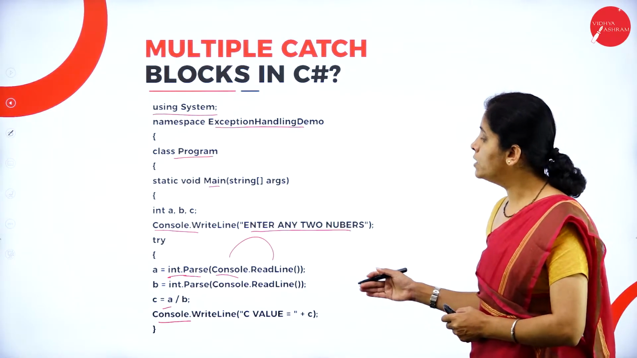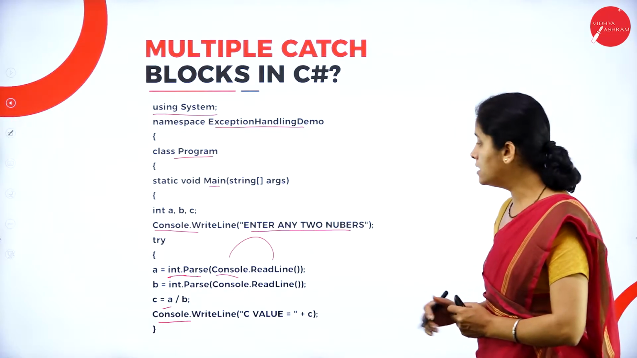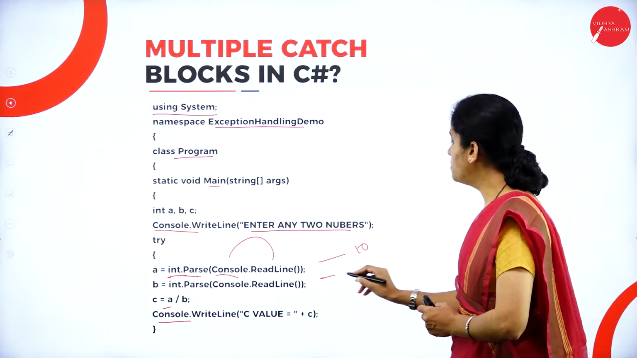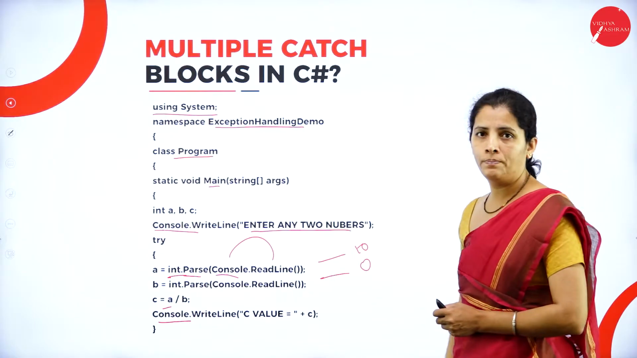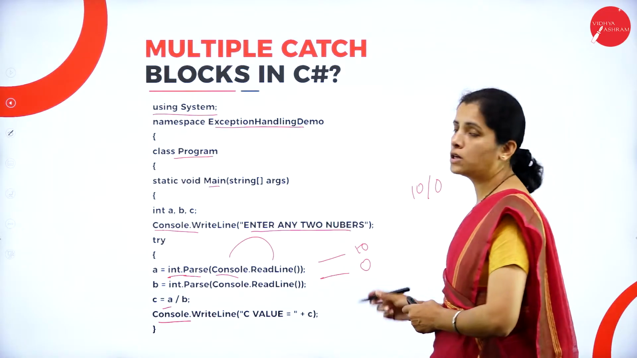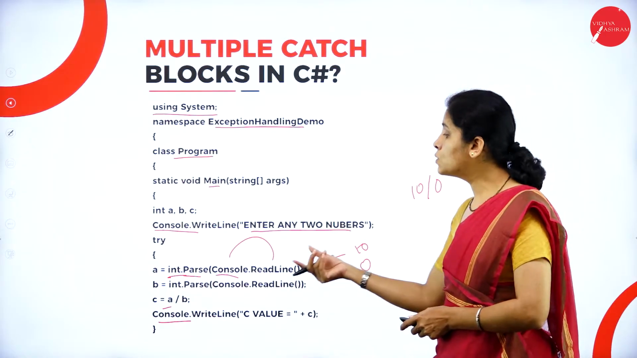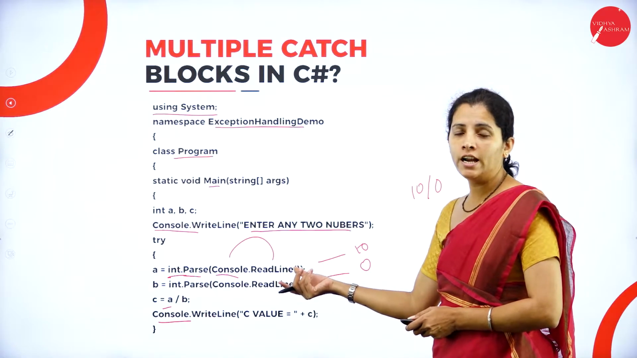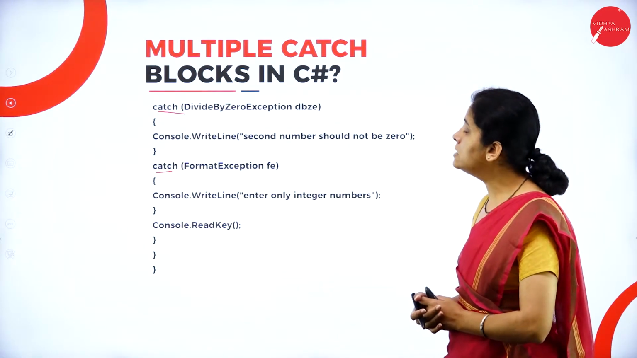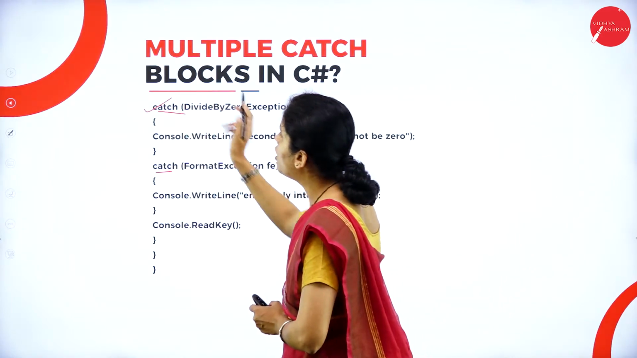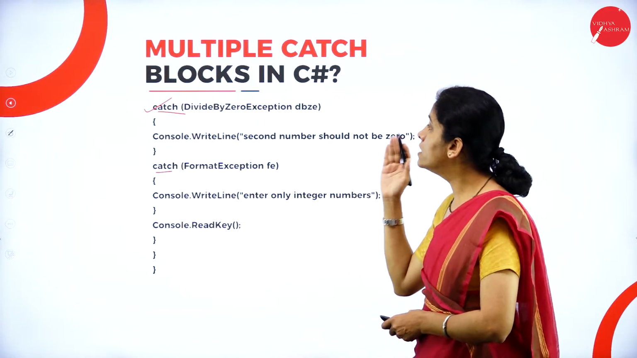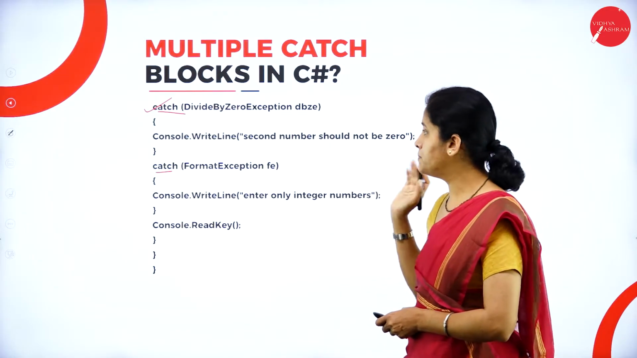Now let me take some example here. Think that A is 10 and my B value is 0. When I perform 10 by 0, what's going to happen? This code is going to generate some exception, and that is handled by this catch block. So what kind of exception? That is divide by 0 exception.